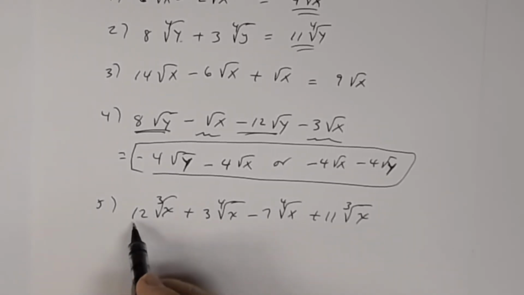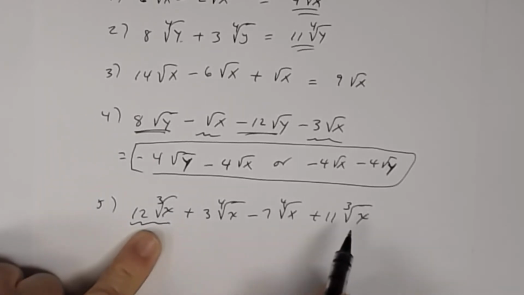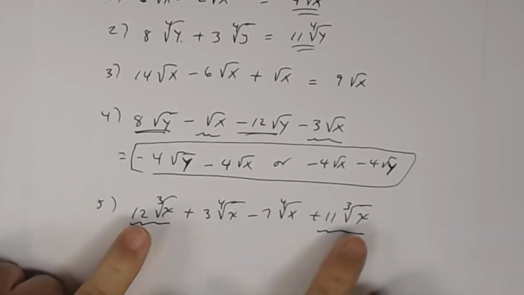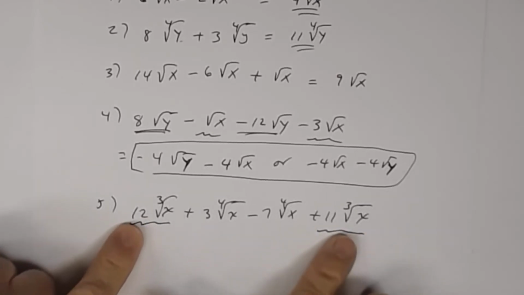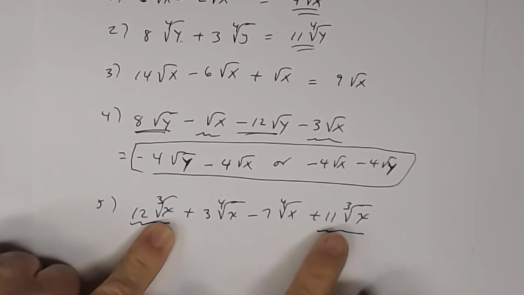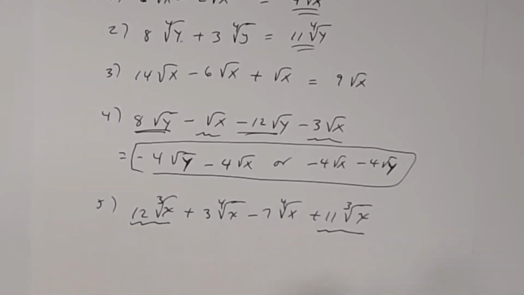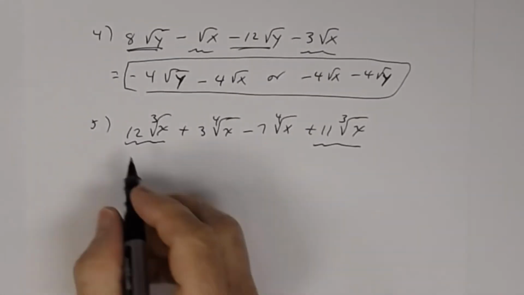All right, so let's look at this term first. I have a cube root of x. Do we see another term with a cube root of x? Yes, right here, right? And that's it. All the others are fourth roots. So let's look at these two. These two are now like terms. I have 12 cube root of x's plus 11 cube root of x's. So 12 plus 11 is 23. So I get 23 cube root of x, right?